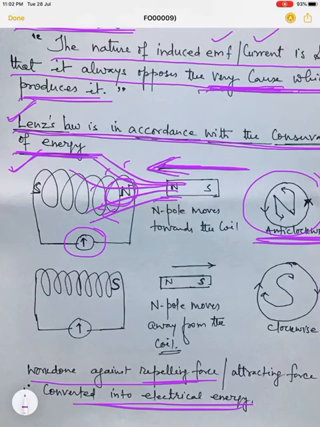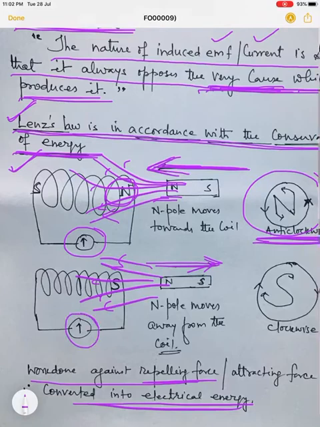Now think of the second part. In the second step, if the north pole is moving away from the coil, then what happens? The number of lines of force linked to the coil is now gradually decreasing. And due to the decreasing flux, an EMF is induced in the coil and that deflects the galvanometer. But in this situation, the EMF induced is because of the movement of the north pole away from the coil.